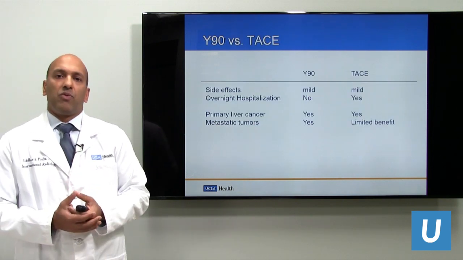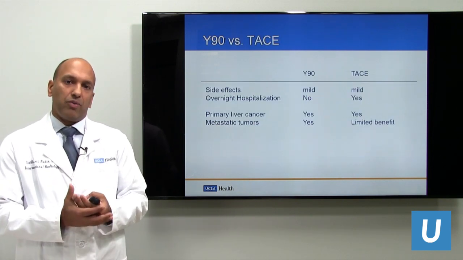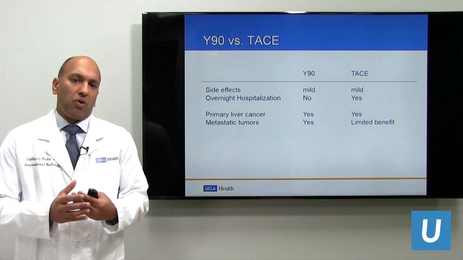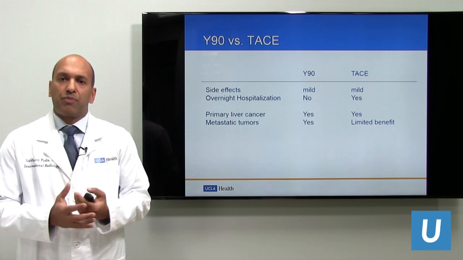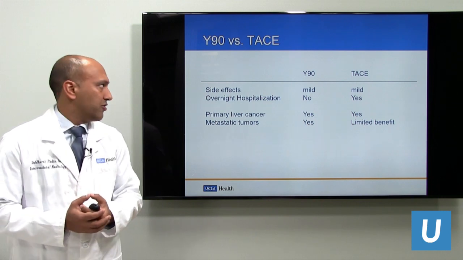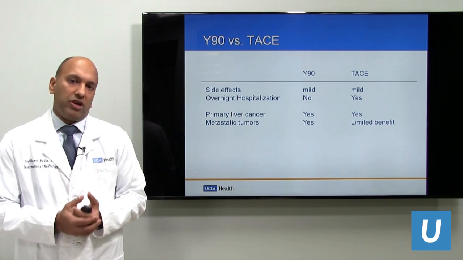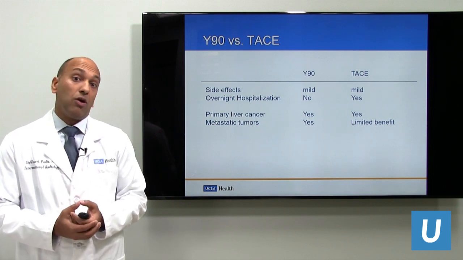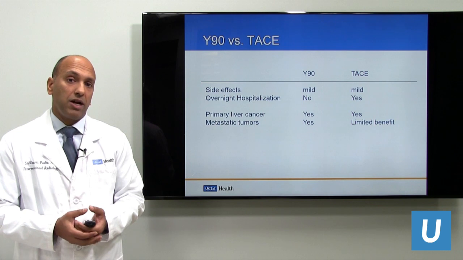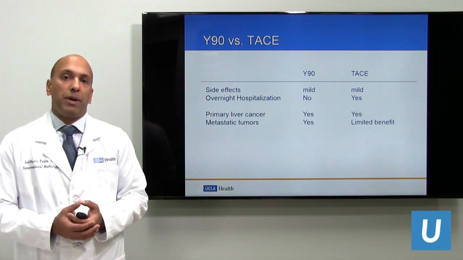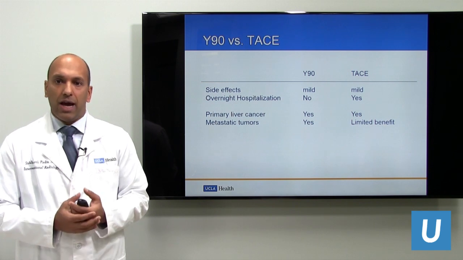Now, in comparison, when we compare the Y90 microsphere radioembolization to the chemoembolization, they both work relatively well. There are some pros and cons to each of the procedures. For example, the side effects tend to be mild for both. The chemoembolization in general requires a single overnight hospitalization, whereas the Y90 radioembolization is done strictly as an outpatient procedure where people go home 2 to 3 hours after the completion.